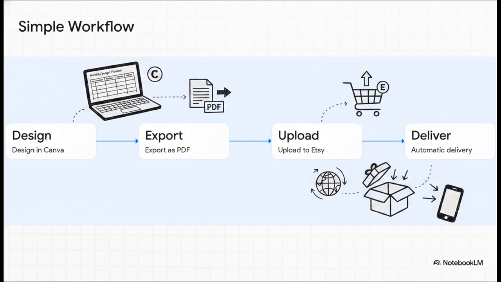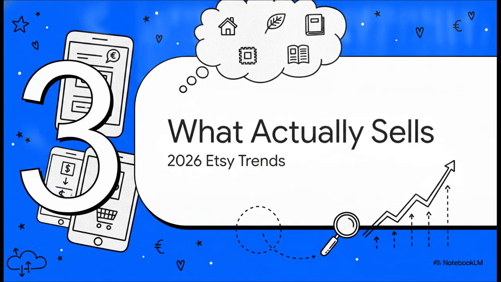Step 2, you export that design as a standard PDF file. Step 3, you upload it to Etsy. And Step 4, automated delivery takes over. A customer across the globe buys the file and boom, the system instantly grants them access. You, the creator, are completely removed from the transaction loop. It's really that seamless. Which brings us to section 3, what actually sells today, 2026 Etsy trends.